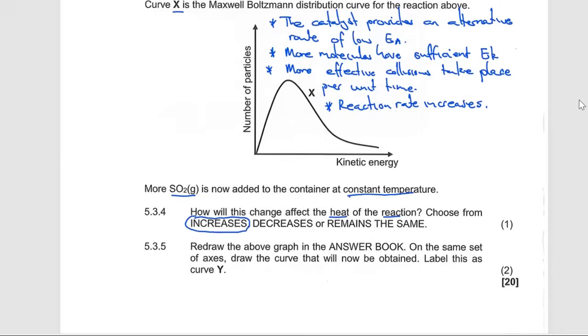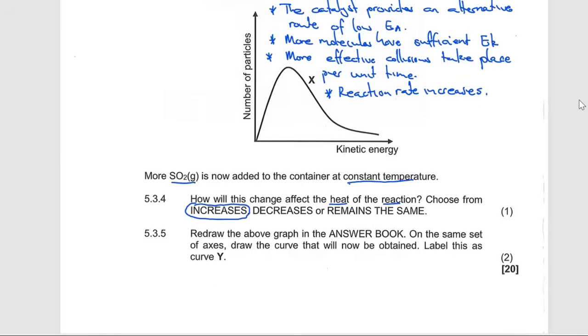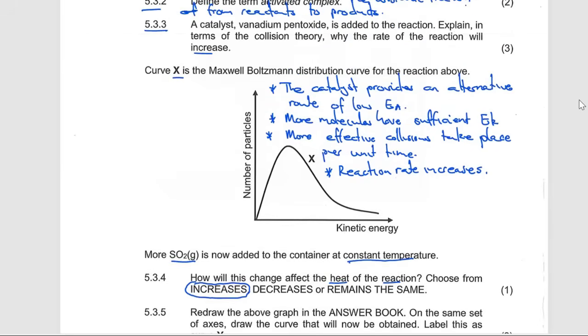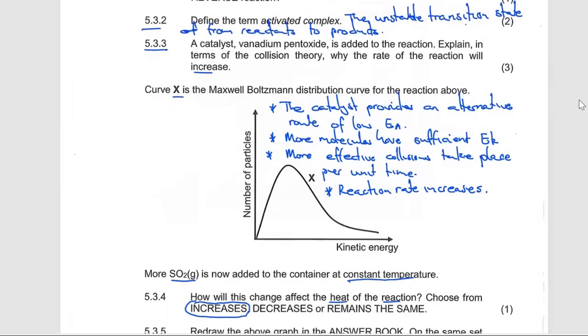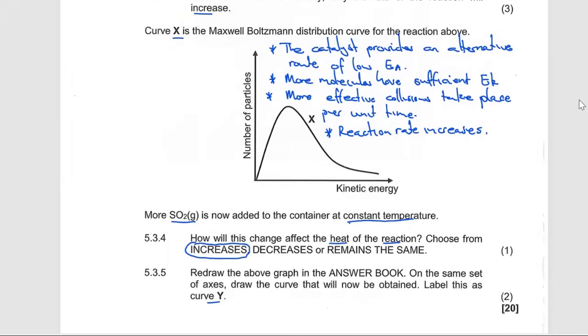Then after that, they're asking us to redraw the above graph in the answer book. On the same set of axes, draw the curve that will now be obtained. Label this one as curve Y. So what do we do? We increase the concentration of SO2 gas. Your SO2 gas is a reactant, so now we're increasing the concentration of this one.